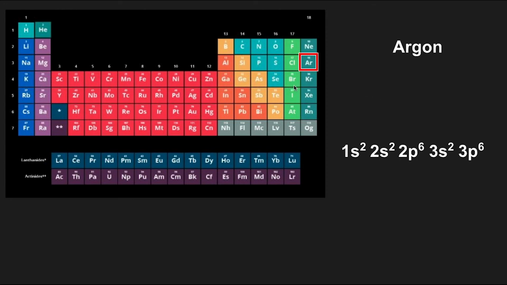And if you remember, every element after neon up here has a d orbital or a d subshell. But we're not going to include it in argon because we haven't actually gone through the d block yet. We've only been up here and we haven't gone down to the d block. So that's why we can leave it out of the electron configuration. There's nothing in it.